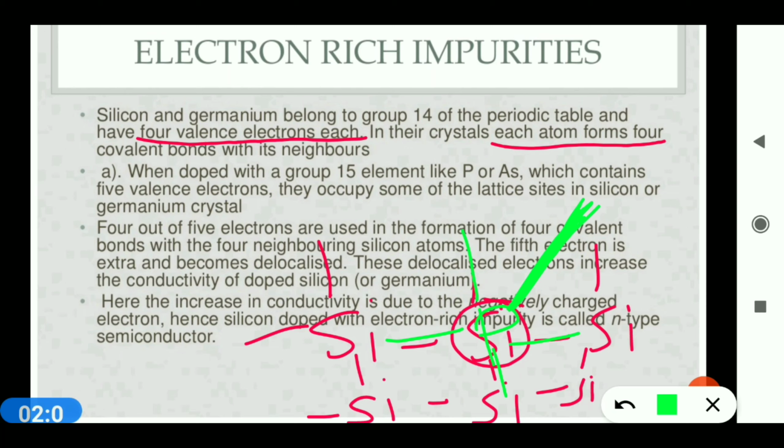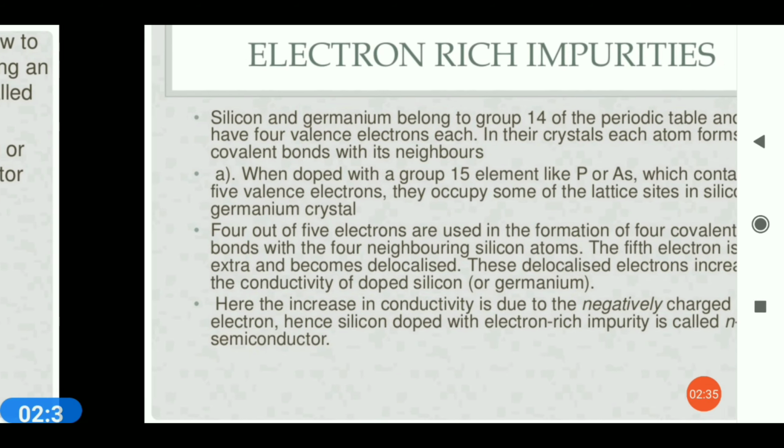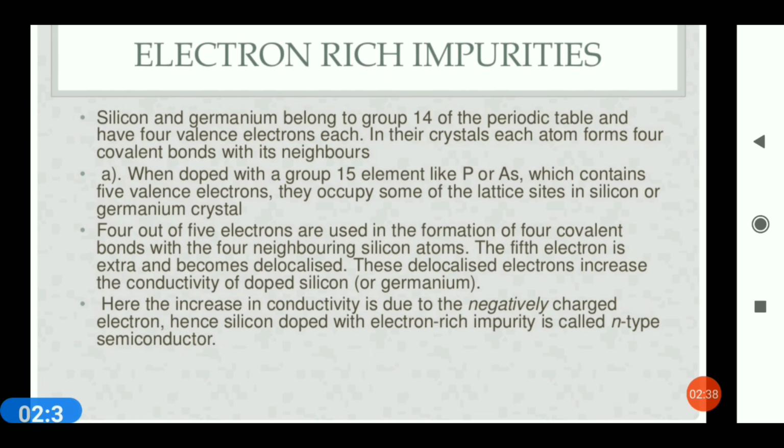So 4 out of 5 electrons are used in the formation of 4 covalent bonds with the 4 neighboring silicon atoms. The 5th electron is extra and becomes delocalized. This delocalized electron increases the conductivity of the doped silicon crystal. Here the increase in conductivity is due to the negatively charged electron. Hence, silicon doped with electron rich impurity is called N-type semiconductor.